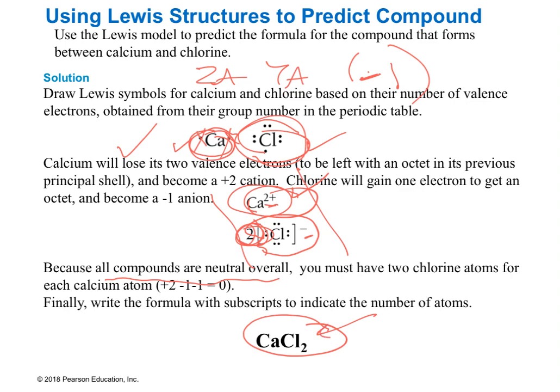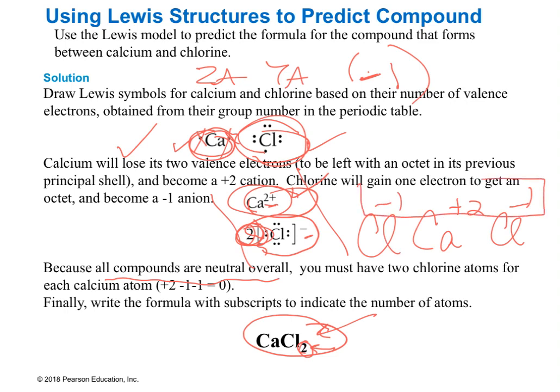The subscripts that you see in a chemical formula tell us how many of that atom there are in the compound. And because we had a +2, we needed 2 chlorine -1s. Then if you just add all the charges together, make sure they add up to give you 0.